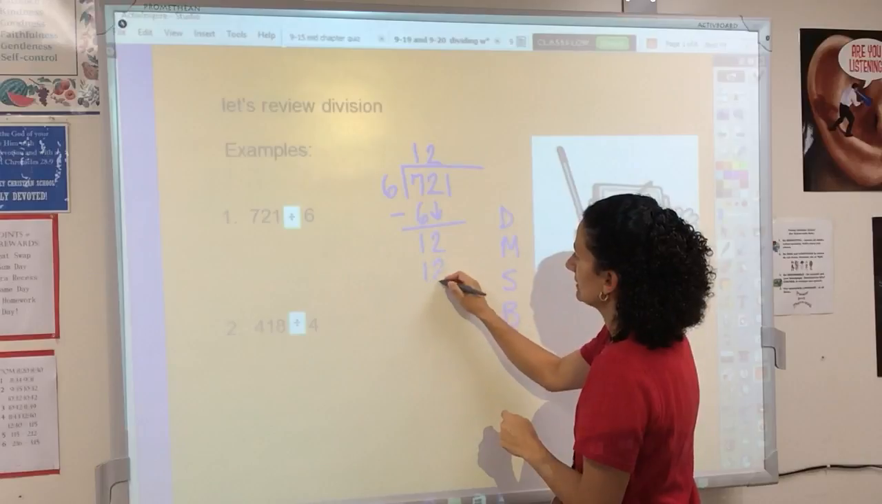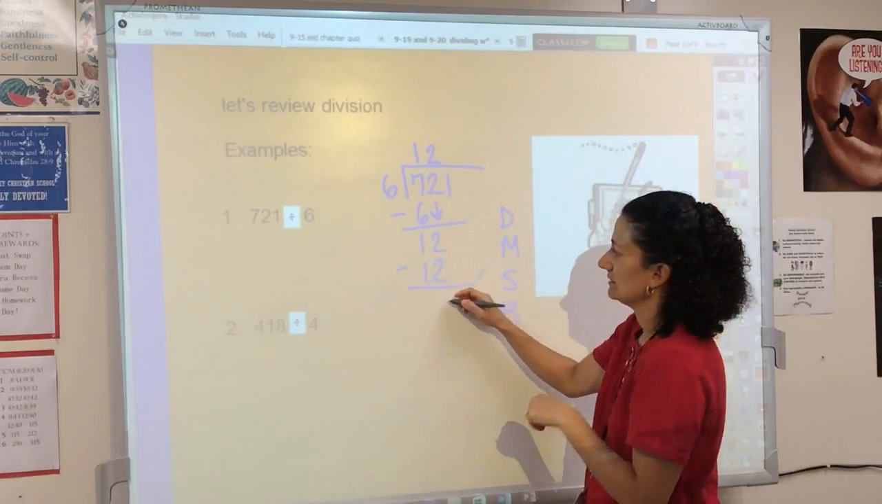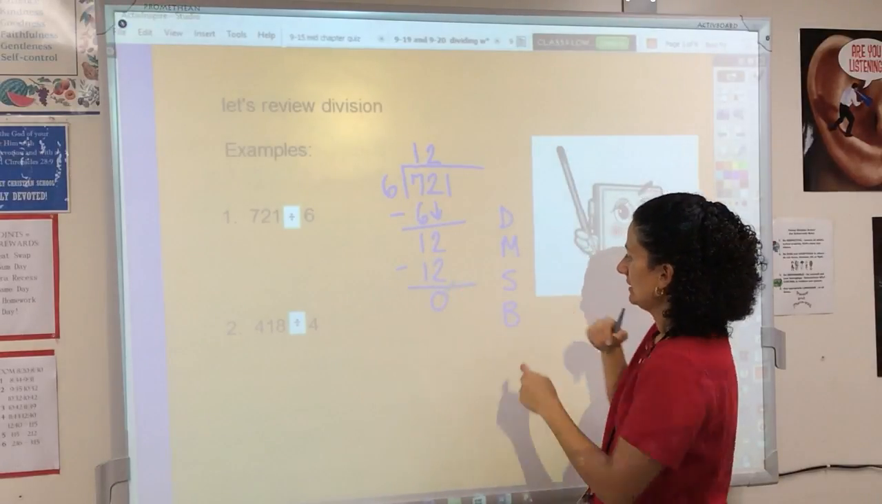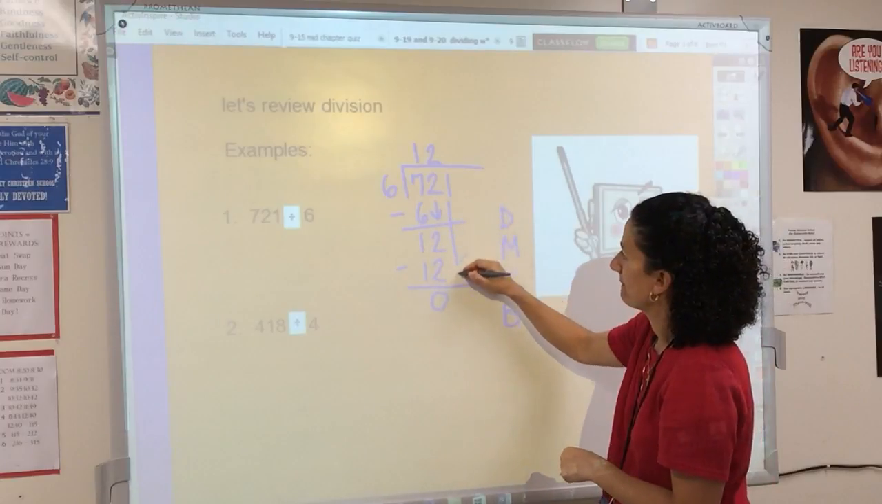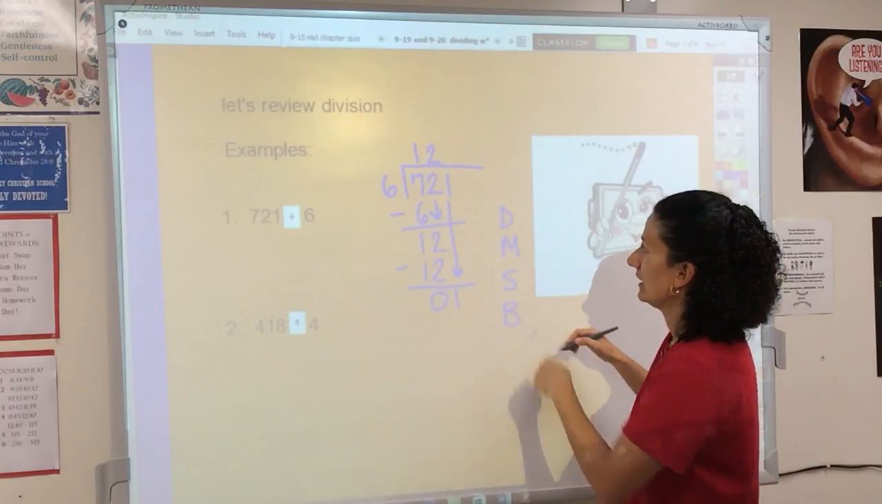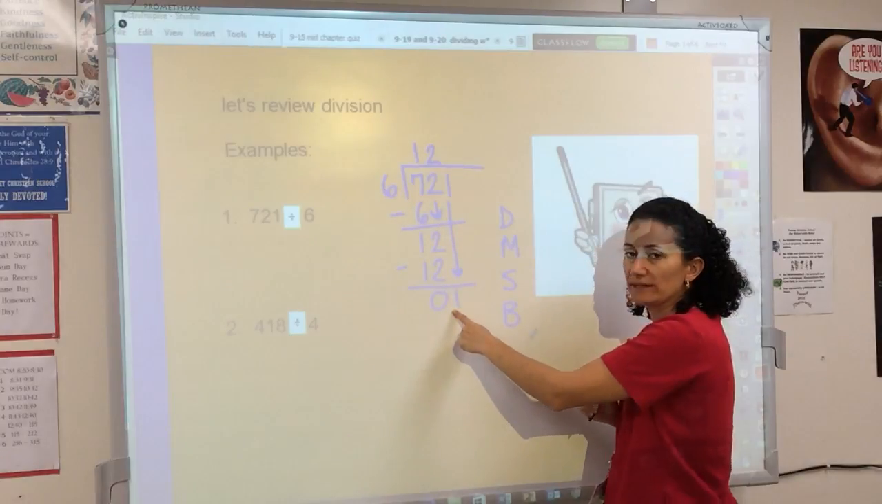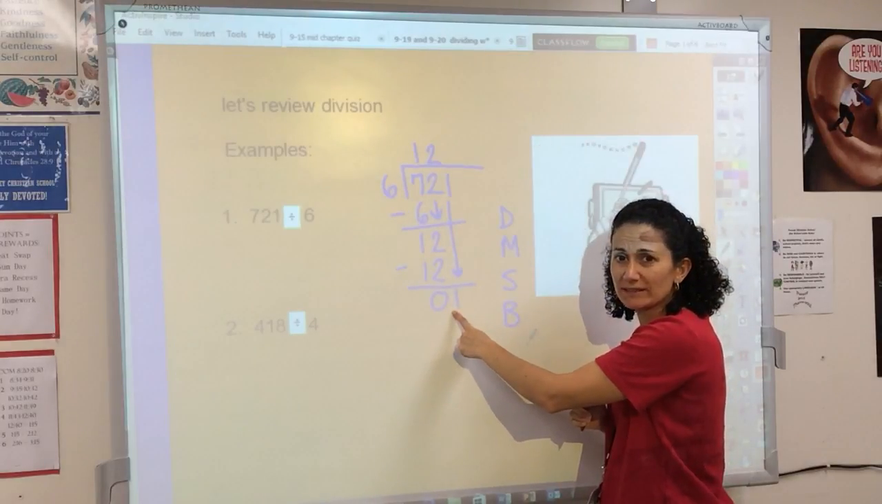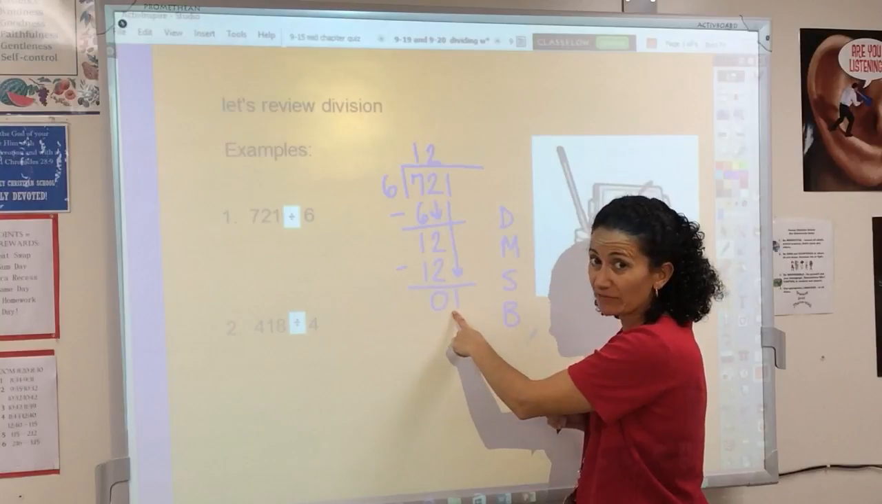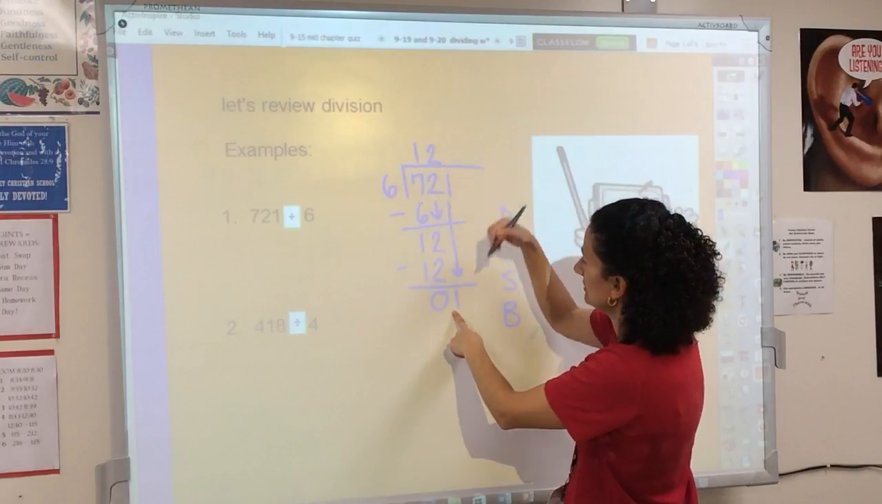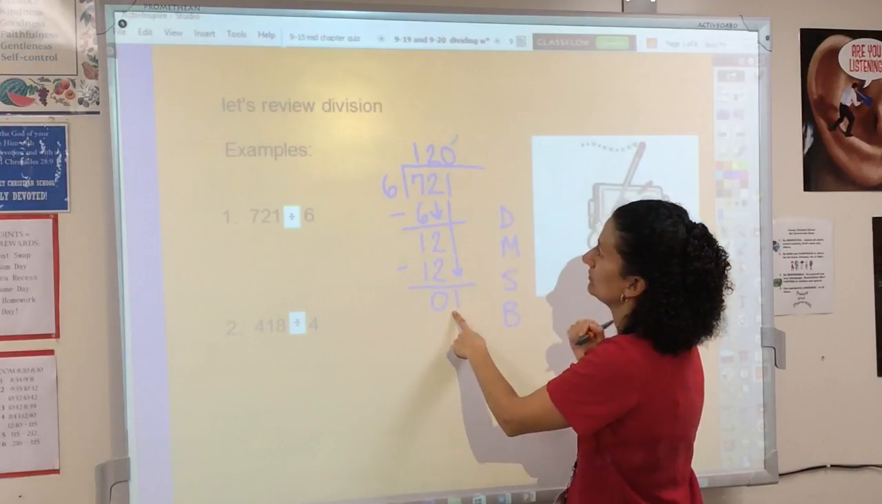I'm going to subtract again to see what my remainder is. I have no remainder. I'm going to bring down the 1, and I'm going to divide all over again. I now divide 6 into 1. Does 6 go into 1? No, it doesn't. So I have to put a 0 up here. 6 does not go into 1, so I'm going to put a 0.